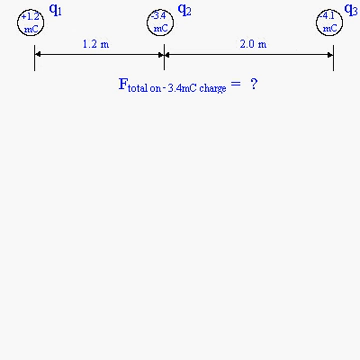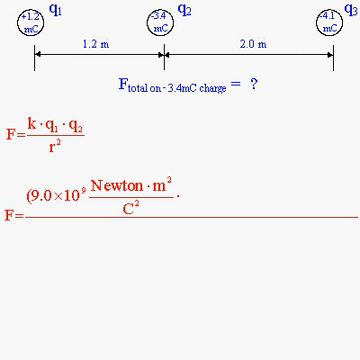We know that two charges exert an electrostatic force on each other in accordance with Coulomb's law. That electrostatic force is equal to K times the charge of one times the charge of the other, divided by the distance between them squared. Well, K is 9.0 times 10 to the 9th newton meter squared per coulomb squared. Now the charges are in millicoulombs. We're going to have to convert those to coulombs to get the units to work out. I'm assuming you know how to do that.